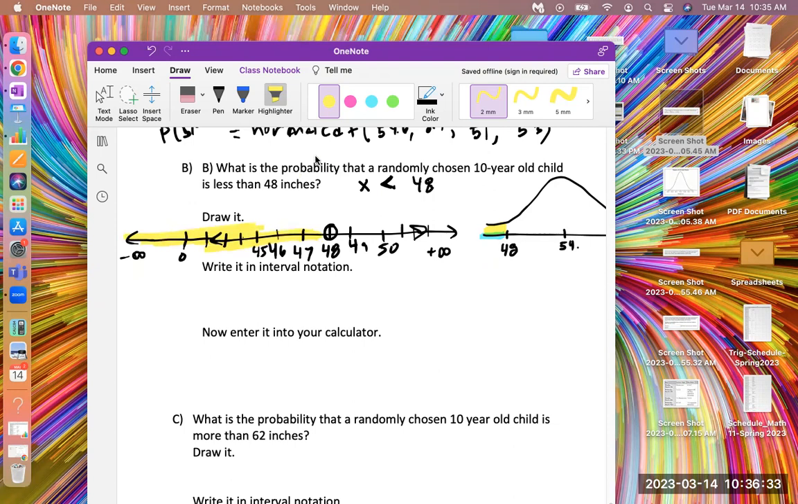Well, now I need to write it in interval notation. And I read it from left to right. What is the smallest value that is being shaded? And where is the shading really starting? And it's at negative infinity. So I write in parentheses, negative infinity, comma, where's the shading stop? Reading it from left to right, it is 48. Okay, so this is our lower bound. This is our upper bound.